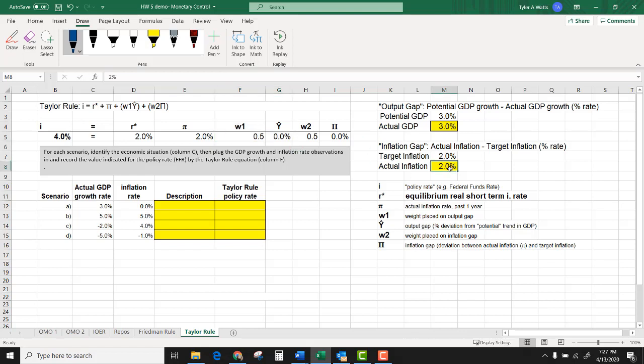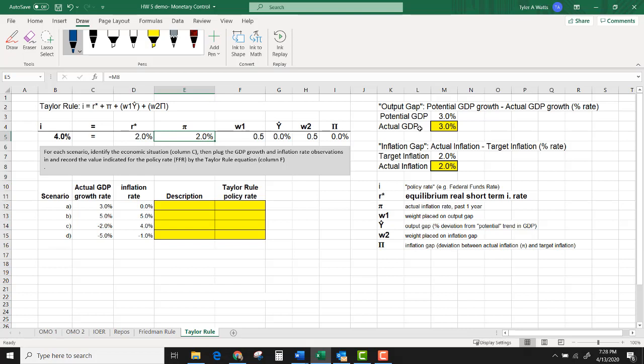And then also I set inflation to 2%. So there's no inflation gap. So that works out to 0 as well. So the Taylor Rule baseline is 4%, which again, that's just the Fisher equation. I equals R plus pi. Real short-term interest rate estimated at 2%, actual inflation at 2%, right?